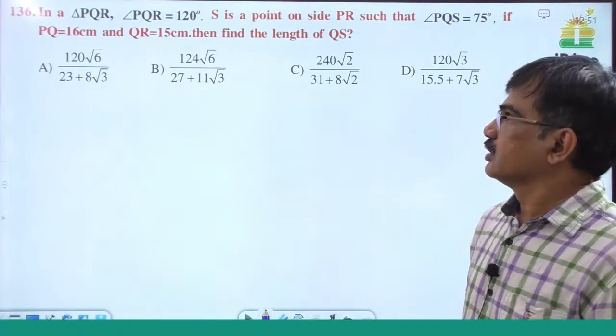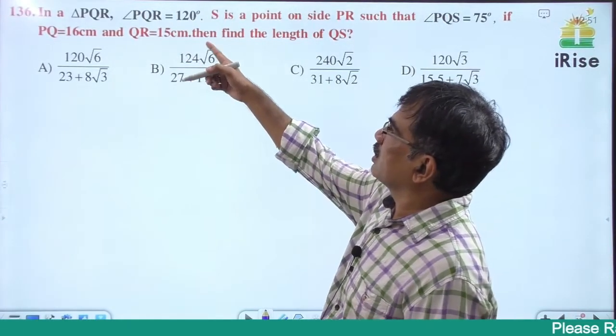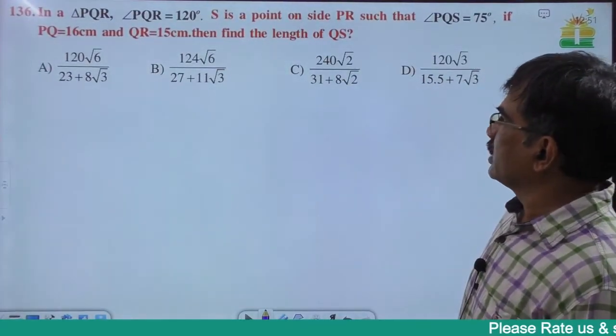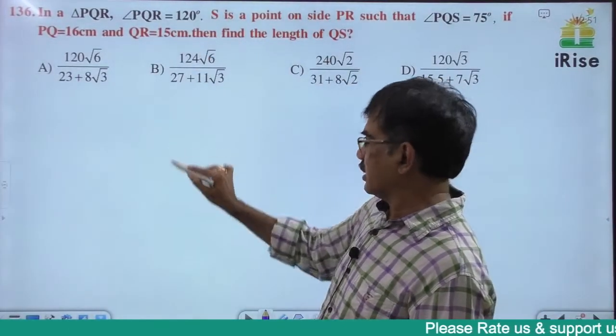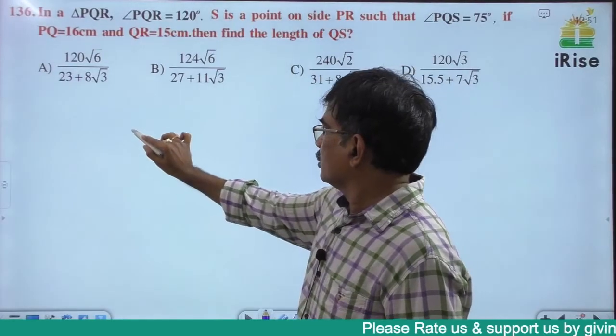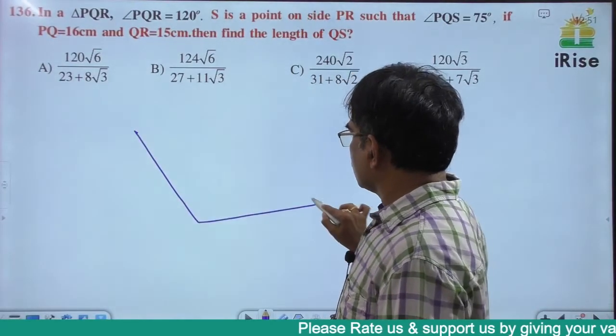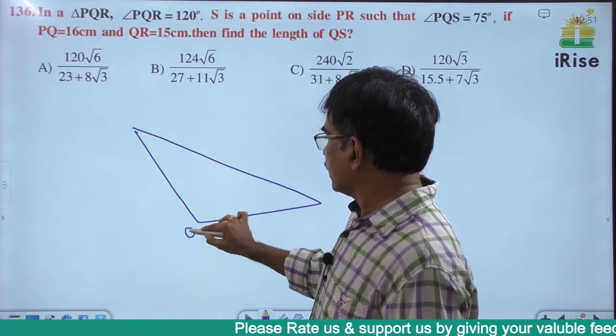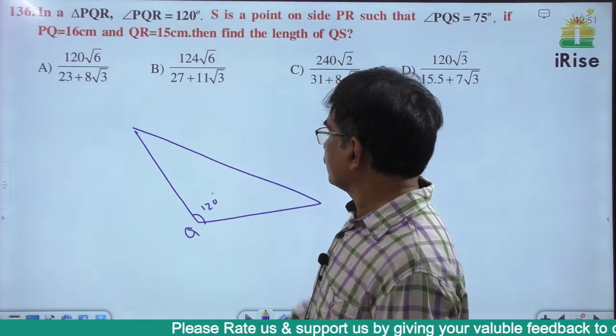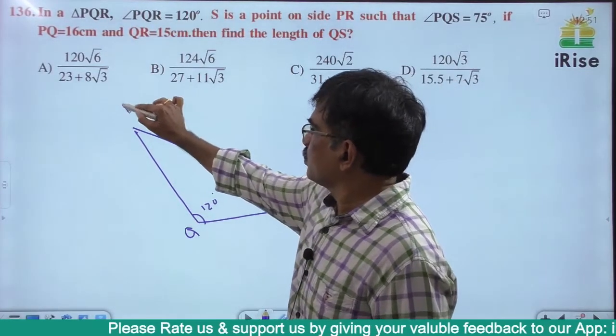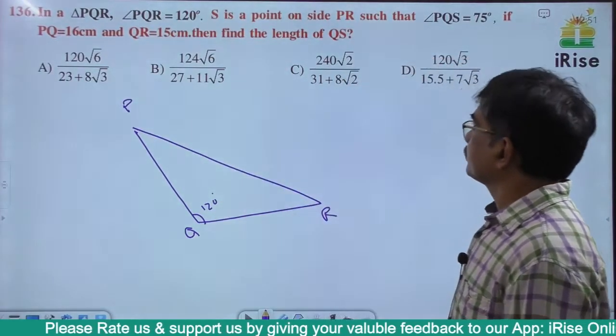Next question. In triangle PQR, angle PQR is equal to 120 degrees. So it is an obtuse angle triangle. Angle Q is 120 degrees. This is P, this is R.